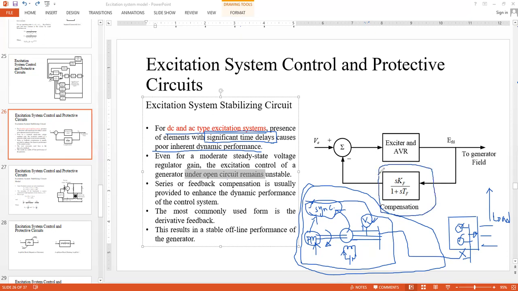And this is one way to implement the compensation in the feedback path, okay? Or there are other options without implementing this. You could also try to provide some series compensation here, okay? Series means in series with the exciter and AVR. If you don't use series, then you use the feedback path and you give it a negative feedback. So these are the two ways mentioned here. Either way, the compensation should be designed in such a way that it enhances the dynamic performance of the system.